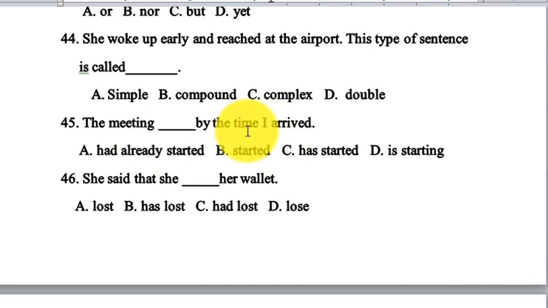The meeting by the time arrived. Here, by the time means when. So by the time is a kind of conjunction which we use for the past perfect only. No tense can be used with by the time except the past perfect. Arrived is the short action and the afterward action. By the time can be replaced with when. When I arrive, that is the second action that happened, so the first action is past perfect.